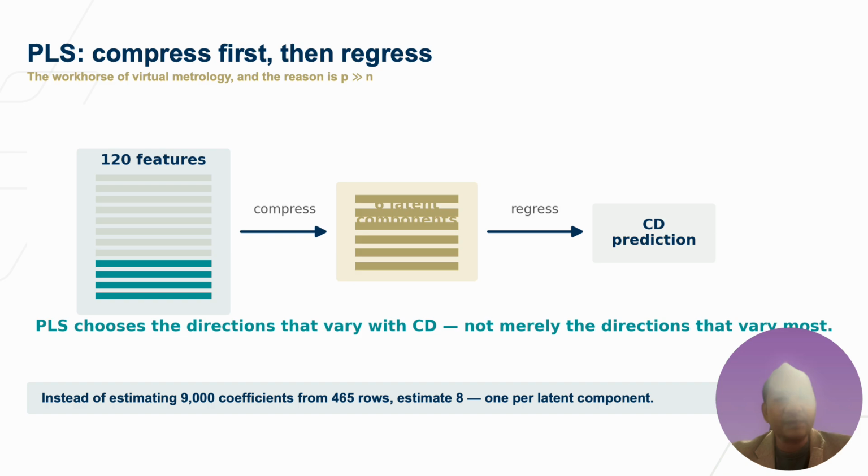Estimate 8 numbers from 456 rows and you are on comfortable ground. Estimate 9,000 and you are in the disaster we saw 2 slides ago. Compression is what makes the problem well posed. PLS compresses in the direction that matters.